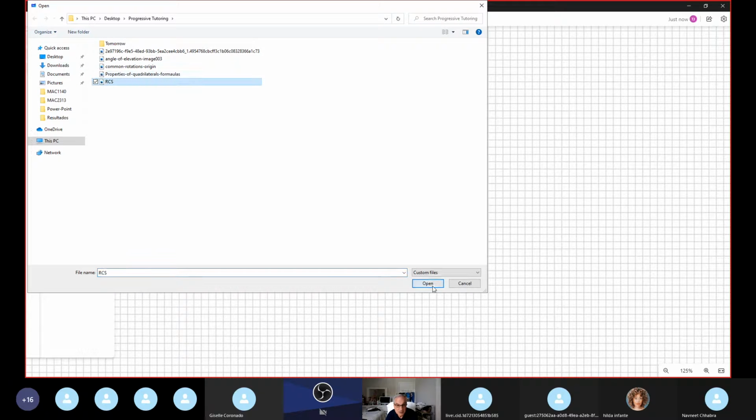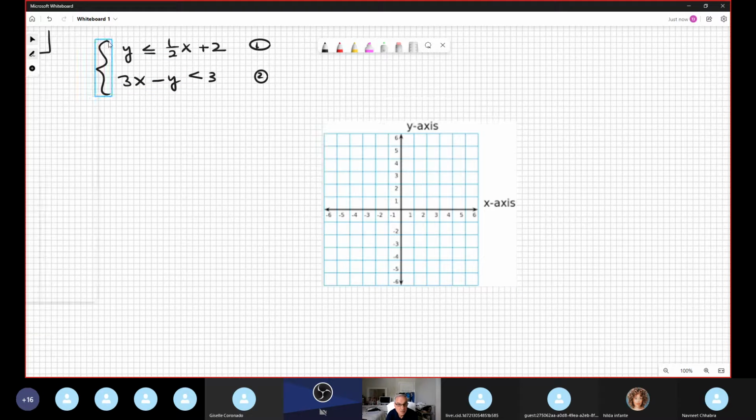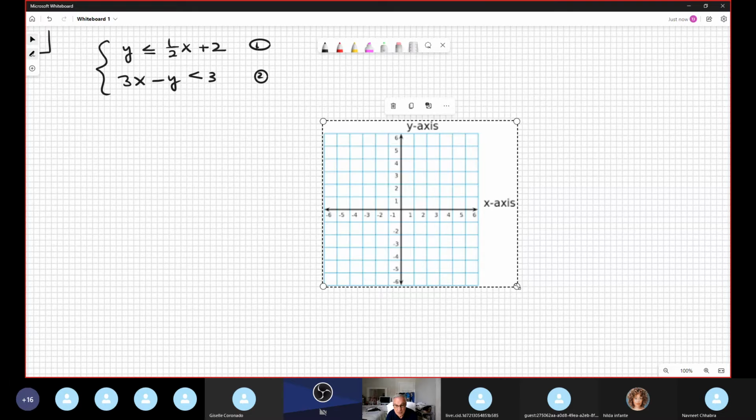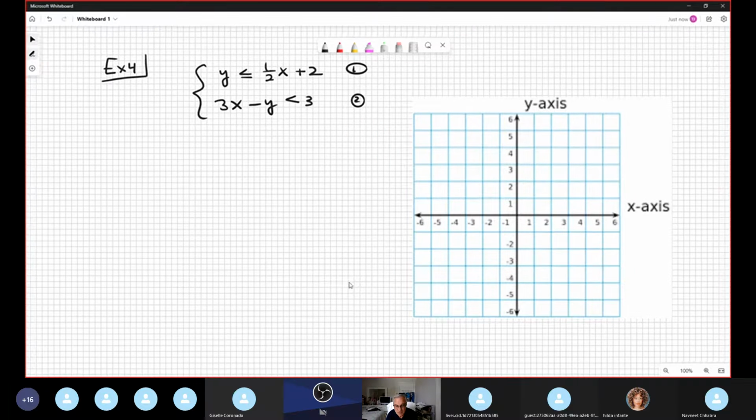Okay, rectangular coordinate system. Cool. Enlarge this rectangular coordinate system a little bit. The job is a little long. You need to take the first inequality, which is y less than or equal to 1/2 x plus 2. To understand much better, temporarily convert it to an equation.